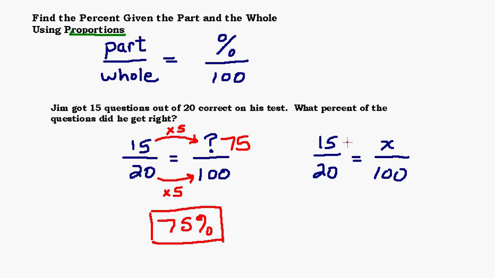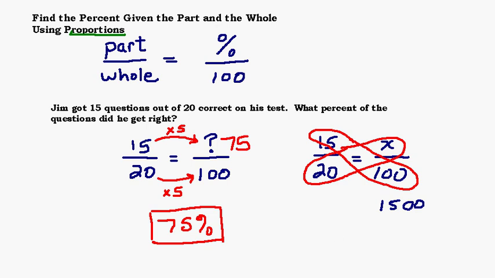So when we do cross multiplication, what we're literally going to do is multiply the numbers that are across from each other. So I'm going to take the 15 times 100, and I'm going to write that right below the 100 here. So that's going to be 1500. And then I'm going to take the 20 times the x and write that underneath the 20, and I'm going to get 20x. And that's going to equal 1500.